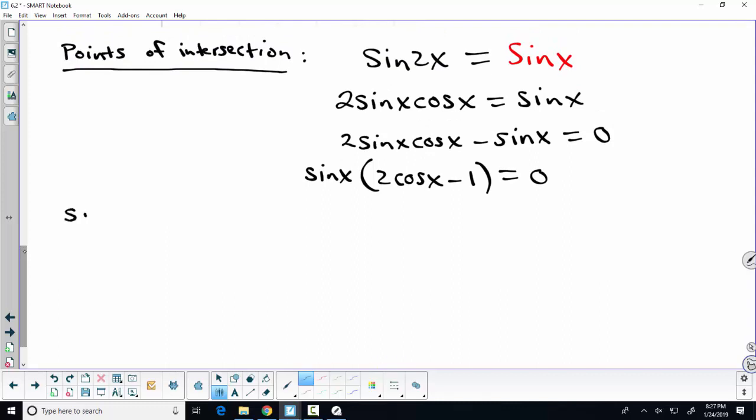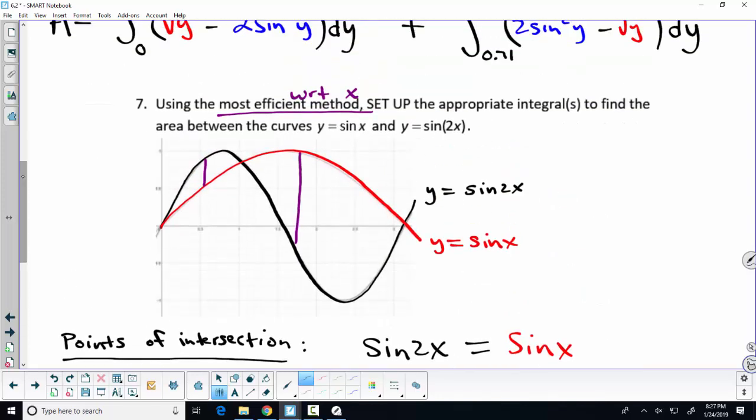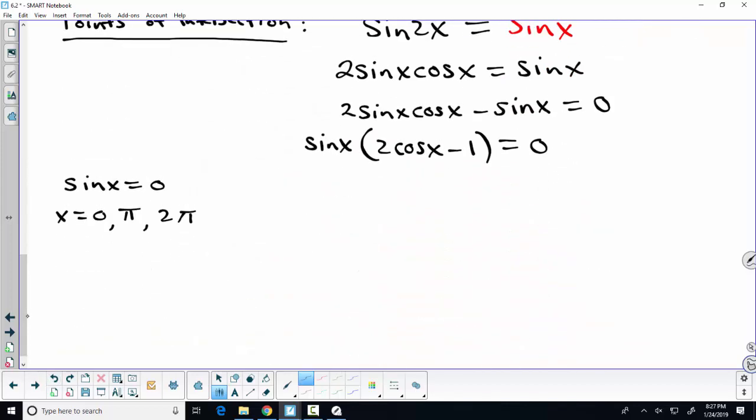Okay, so when does sine x equal 0? 0, pi. Do we need to keep going? 2 pi. But this is pi right here. That's x equals pi. So we don't need to really keep going after this.